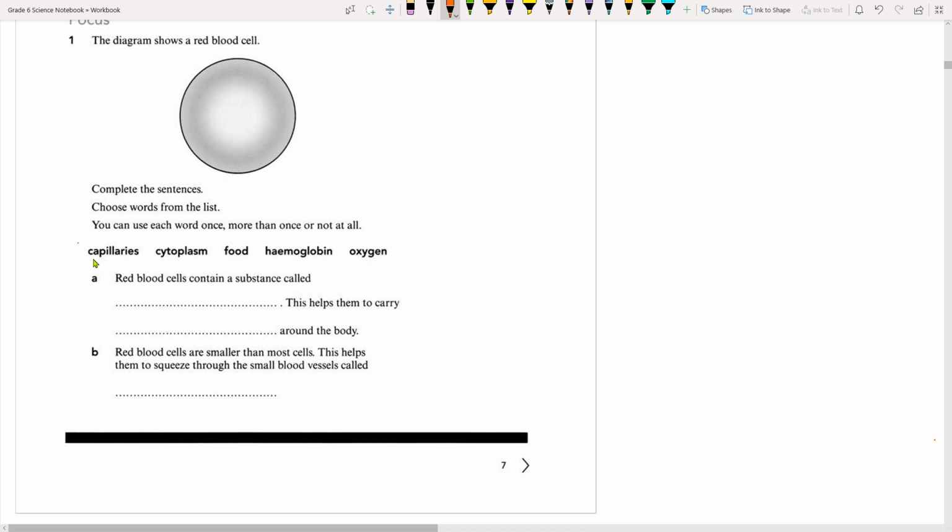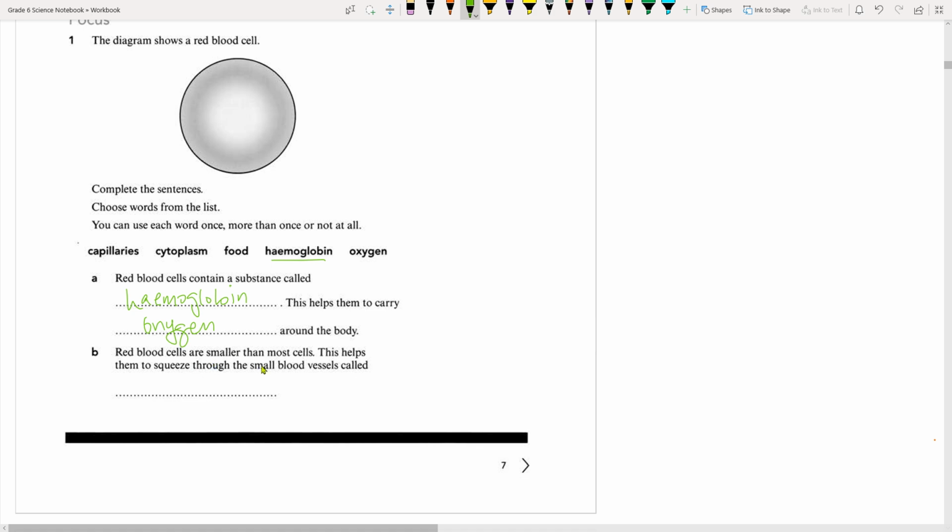Then the diagram shows a red blood cell. Complete the sentences. Choose words from this list. You can use each word once, more than once, or not at all. Red blood cells contain a substance called hemoglobin. This helps them to carry oxygen. We talked about this in the red blood cell section.